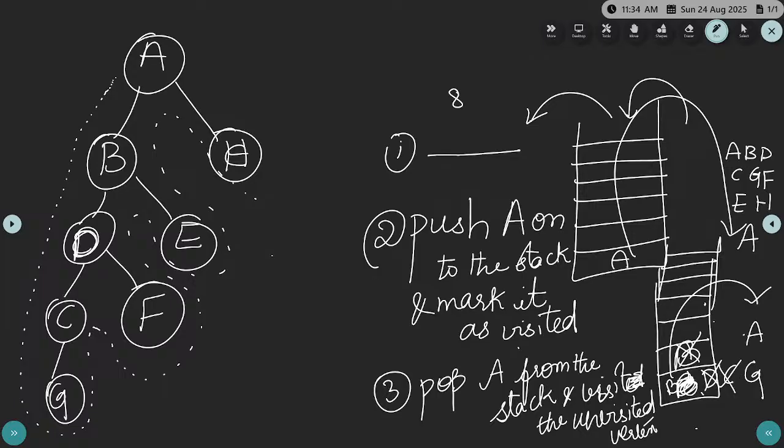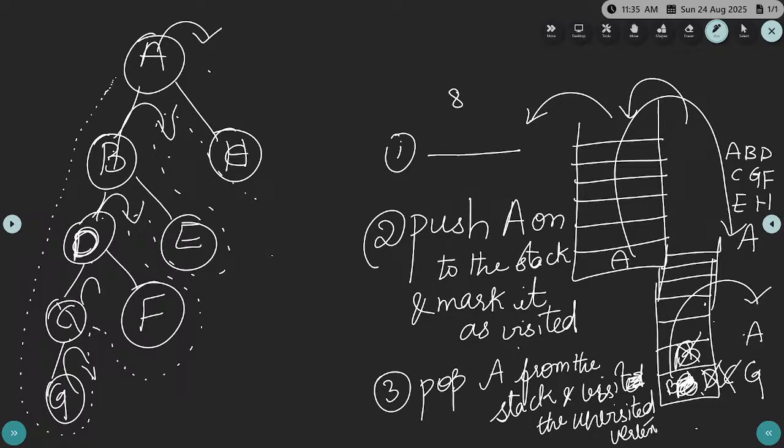Is that clear? Again I am repeating. You are going to mark A first. From A you are going to take B. When A is inside, you cannot push anything else inside. You are going to pop A from the stack. Then you are going to push B onto the stack. Once B is visited, to push D onto the stack, you have to pop B from the stack. Once D is visited, I have to push C onto the stack. So D is popped. Like that, C is popped, then G is popped.